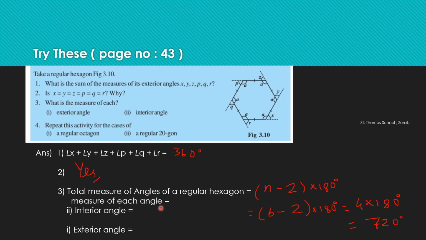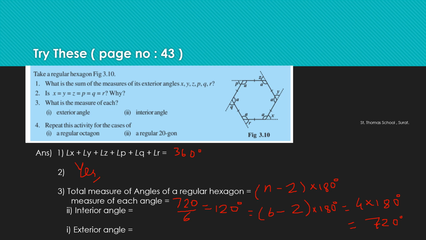So the measure of each angle: the total angle is 720 and there are how many angles? 6. So what is the measure of each angle? 720 divided by 6. You can write here 720 divided by 6, and you can do the division yourself and check whether the answer is correct. So 720 by 6 we got 120 degrees. So the measure of each angle of a regular hexagon is 120 degrees.